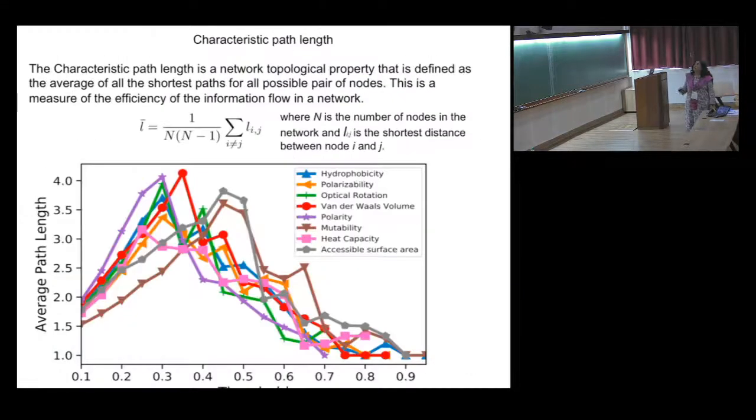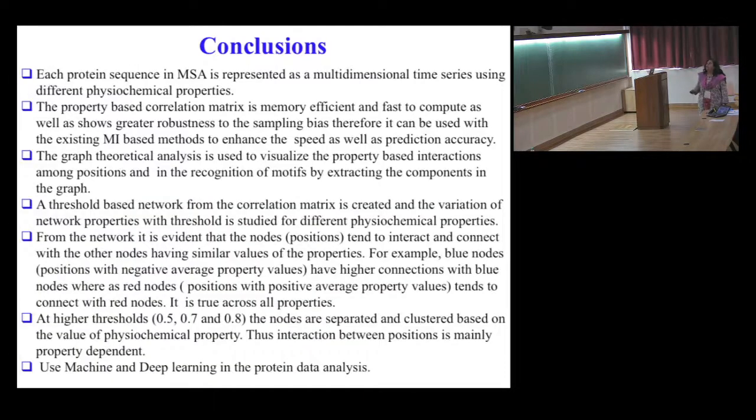And this is the characteristic path length that was talked about, the shortest path between pair of nodes for all these properties and against threshold, average path length. And I conclude. Is that okay? Am I finished? No, good. Okay, so this is the conclusion.